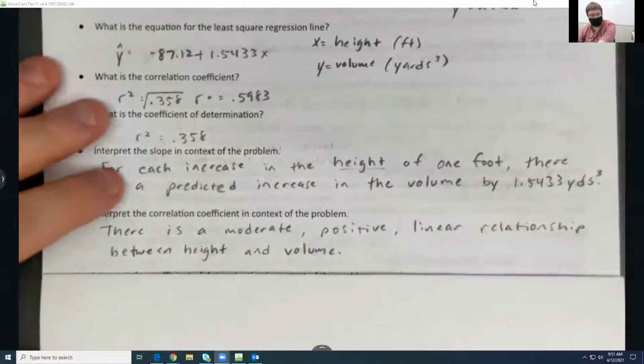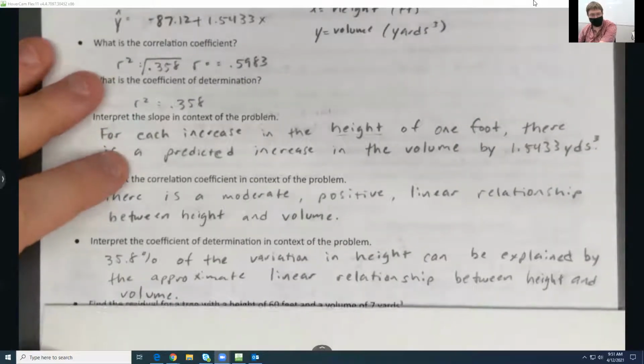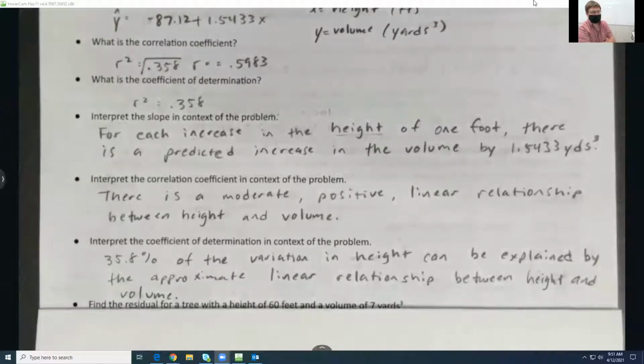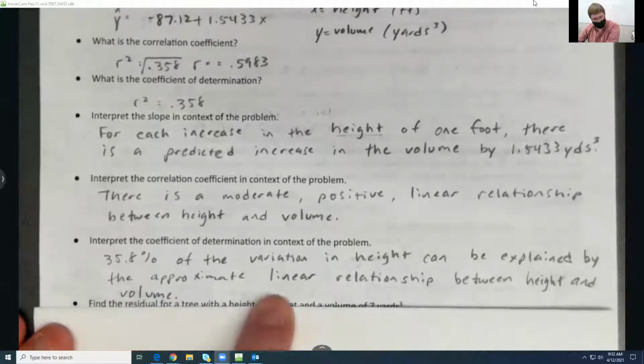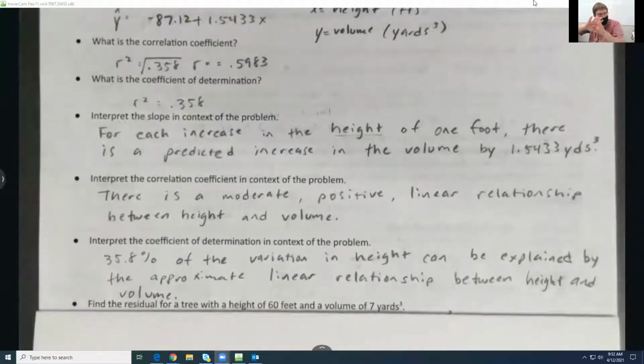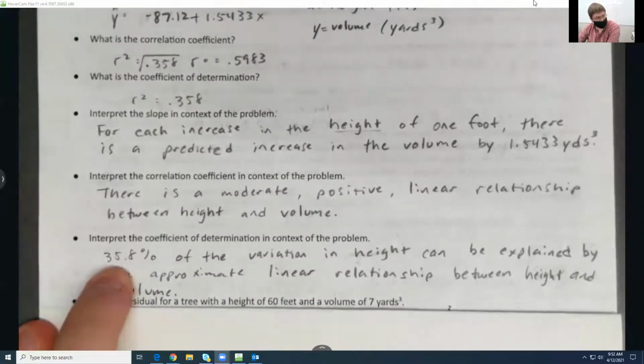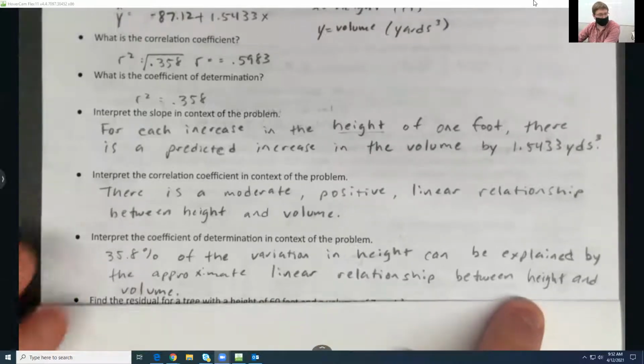All right, what about the R squared, the coefficient of determination? What the heck is that telling us? Well, our sentence says the percentage of it, which is 35.8% of the variation in height, can be explained by the approximate linear relationship between height and volume. So both of these things kind of measure the same thing, and they say it a little bit differently, and one can be more helpful than the other depending on what we're looking at. This one in general is just looking at the straight up linear relationship between the two. This one right here is saying that we can explain all of the different Y variables we get. We can explain this percentage of them based on the relationship between height and volume.